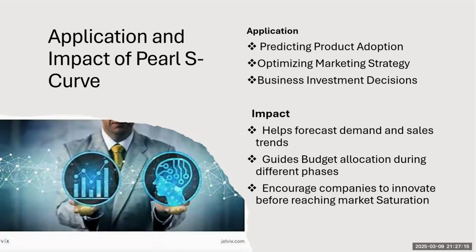At last, let's talk about the impact of the Pearl S-curve model. It helps forecast demand and sales trends. It also guides budget allocation during the different phases. It helps in allocating budget, and it also encourages companies to innovate before reaching market saturation.